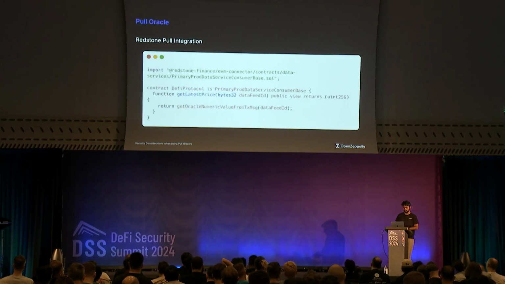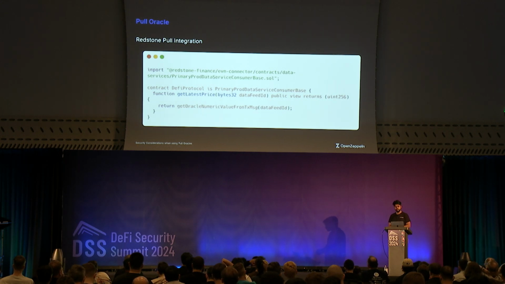This is how you integrate the Redstone oracle. Basically, you import their contract and then just use a function they have called getOracleNumericValueFromTxMsg, and you pass in the data feed ID. To use Redstone, their price update payload is appended at the end of the calldata. So you'd see there's no bytes array here. It's appended at the end, and it automatically fetches it using assembly.